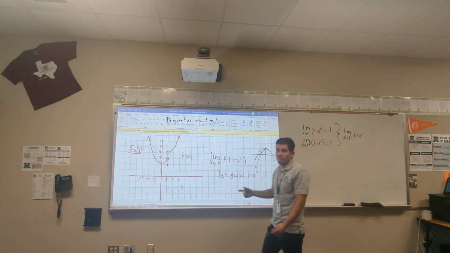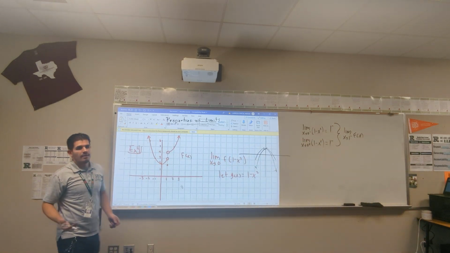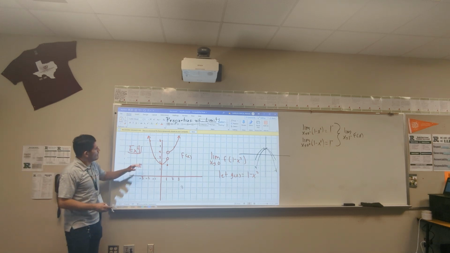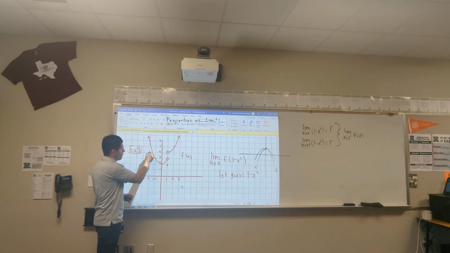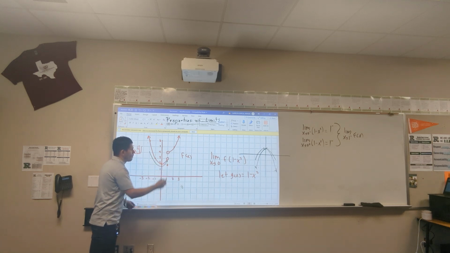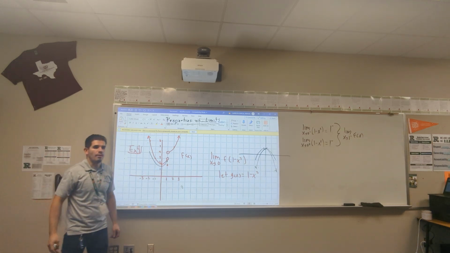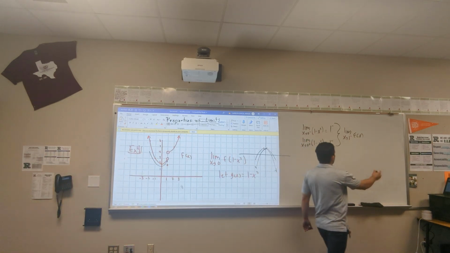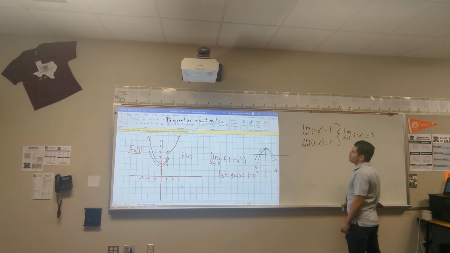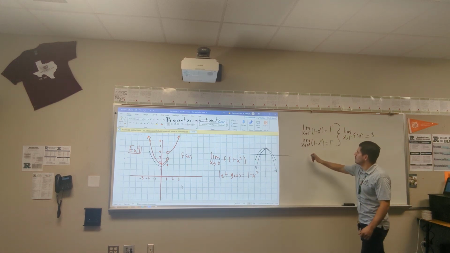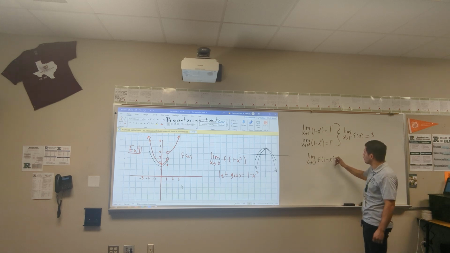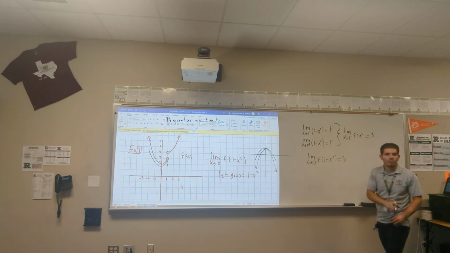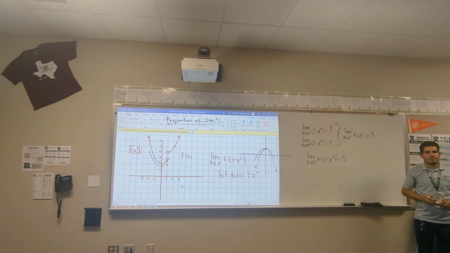So now I can use the graph. We haven't even touched the graph. All right? The graph says, here is 1. That's what I'm interested in. As I'm approaching it from the left side, I am arriving at the number 3. Therefore, the answer to the original question, the limit as x approaches 0 of f of 1 minus x squared, is equal to 3. Make sense?